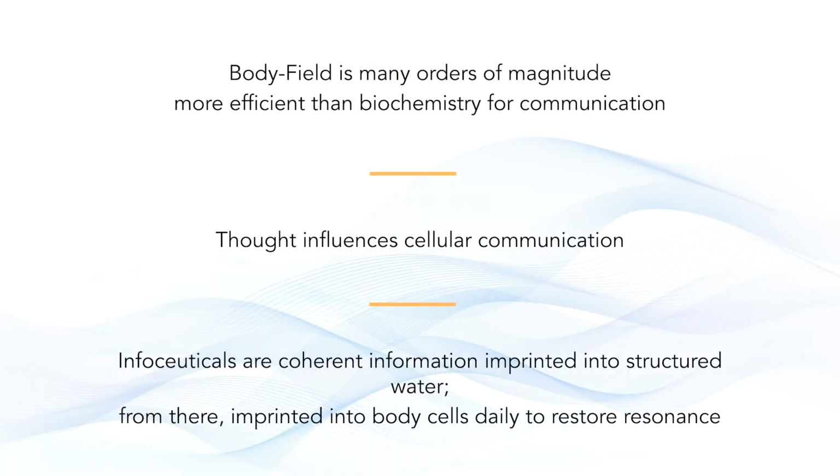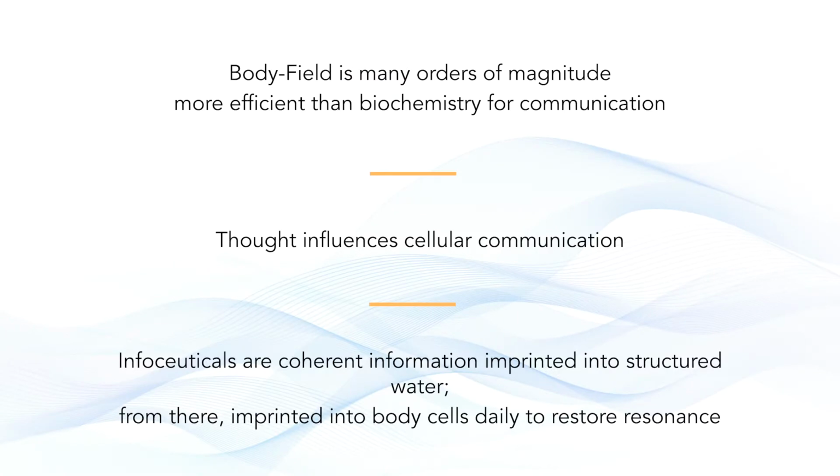Second, it means that thought can influence cellular communication. It's also another form of doing information therapy, being able to think things and direct them through thought. And the third, of course, is when we're looking at things like infoceuticals. Now, an infoceutical is basically coherent information that's been imprinted into structured water. And then from there, it's able to imprint into the body's cells daily to restore its resonance and quantum coherence.